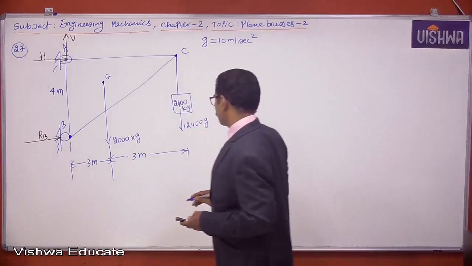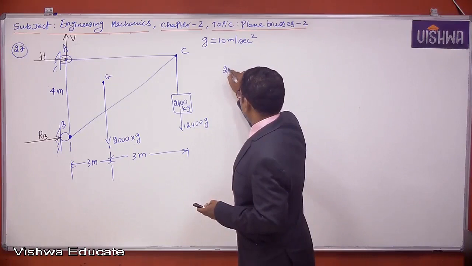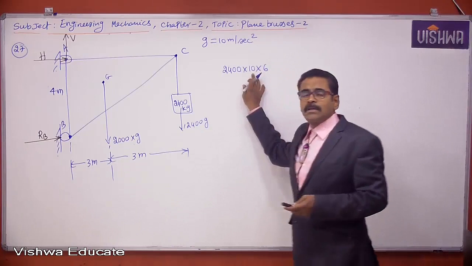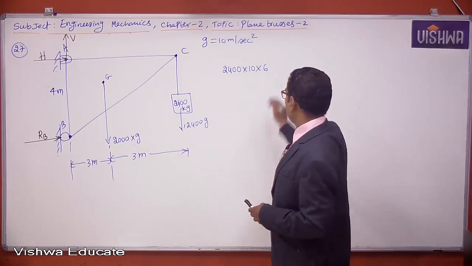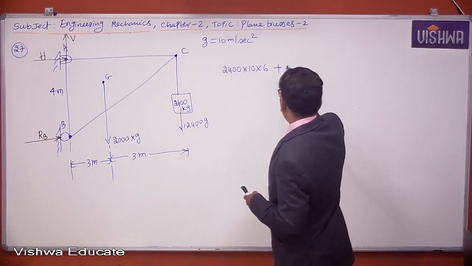Because of this force, what moment will come about A? Clockwise moment. So 2400 into 10 into 6. Here 10 means g, and 6 is the distance between this force and support A. Plus, because of this also, a clockwise moment will come. So 2000 into 10 into 3.